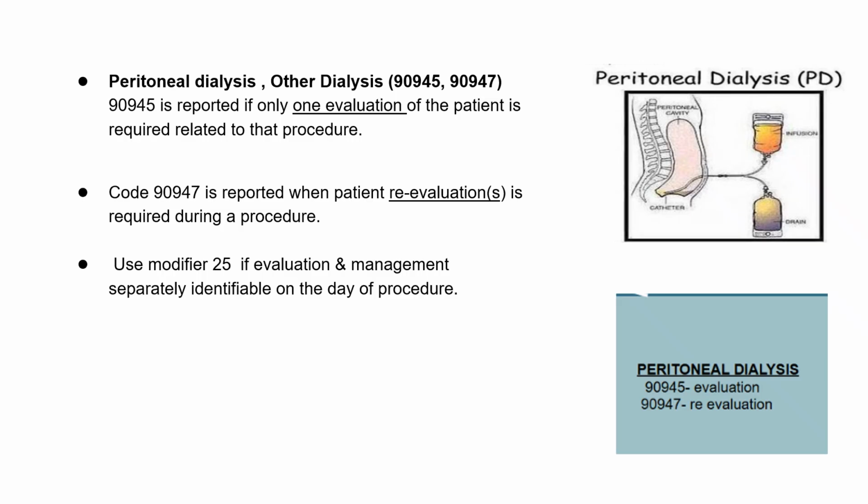Now let us come to the peritoneal dialysis codes. We have two codes, 90945 and 90947, and the differentiation is pretty much the same. If there is one evaluation, we use the code 90945, and if there is a re-evaluation, we use the code 90947. And modifier 25 is used if the evaluation and management is separately identifiable on the day of the procedure, because the E/M which is related to the peritoneal dialysis is included. But if it is a separately identifiable E/M that is done by the doctor, then in that case we have to use modifier 25.